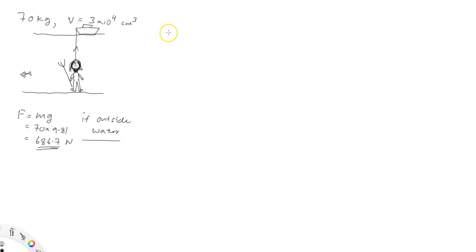We need to know what the buoyant force is. How do you find that? The buoyant force is equal to the weight of the displaced liquid, in this case water. This is coming from Archimedes' principle, right? The buoyant force is equal to the weight of the displaced liquid. So what is the weight of the displaced liquid? How do you find that?